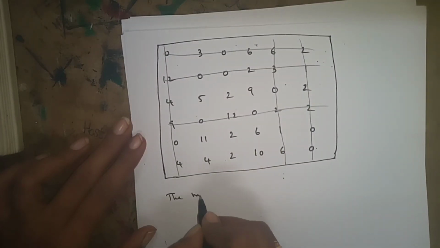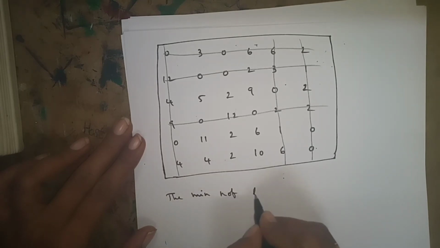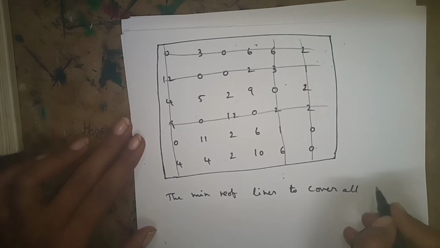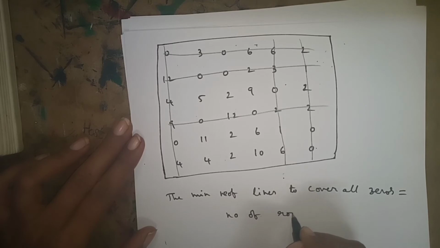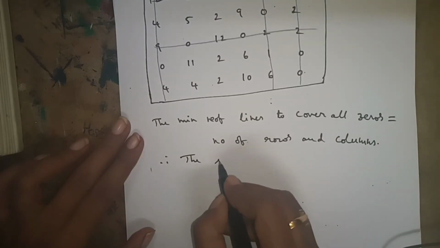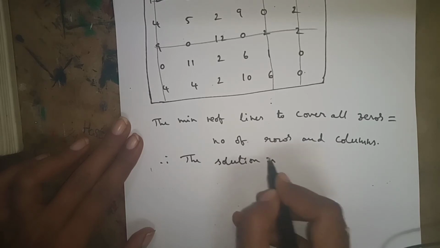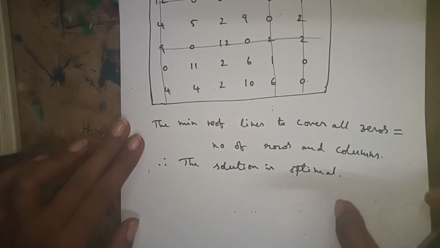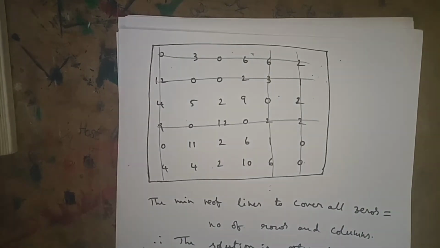The minimum number of lines to cover all zeros is equal to the number of rows and columns. Therefore, the solution is optimal. Now, the optimal solution we have got. Now, how to write the answer? I will tell you how to write the answer.